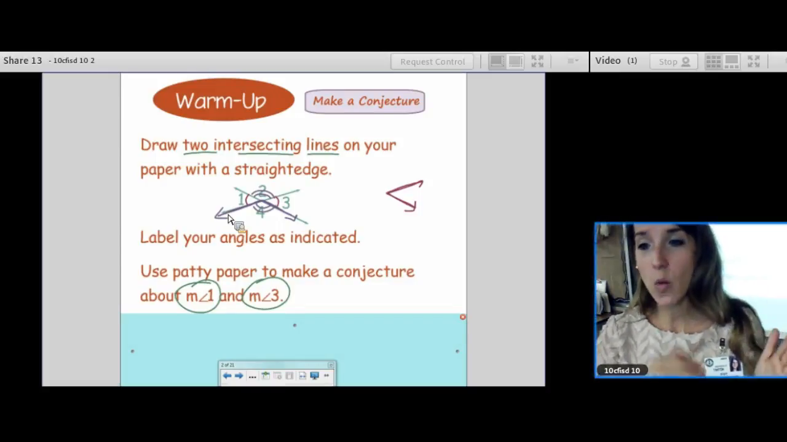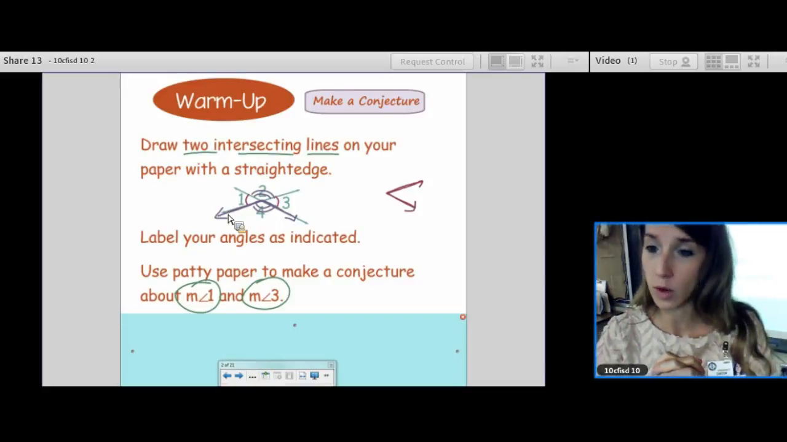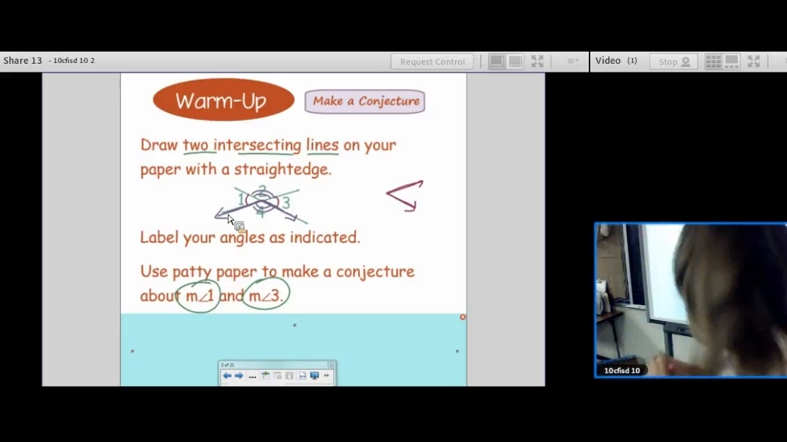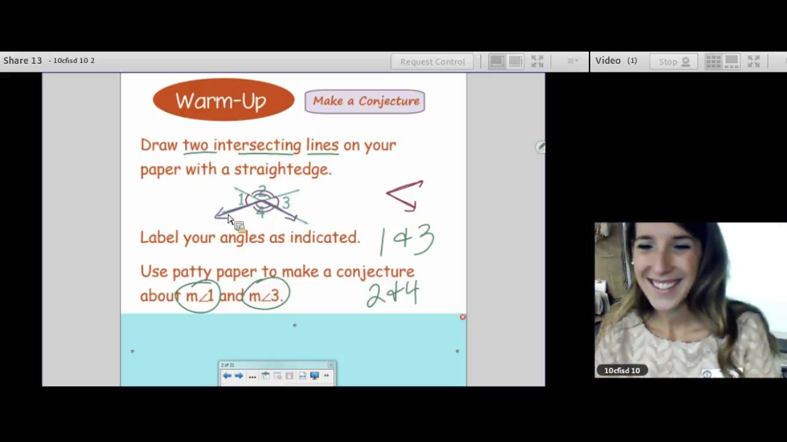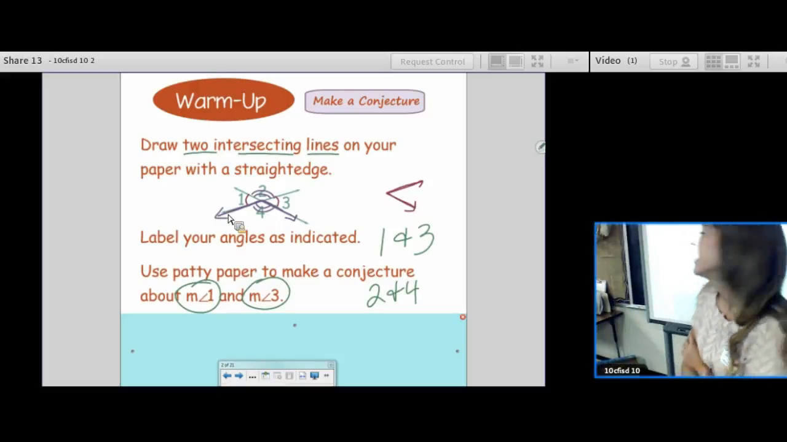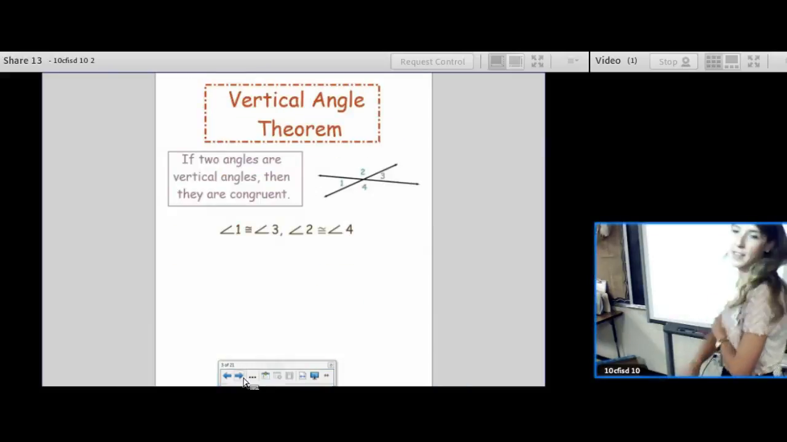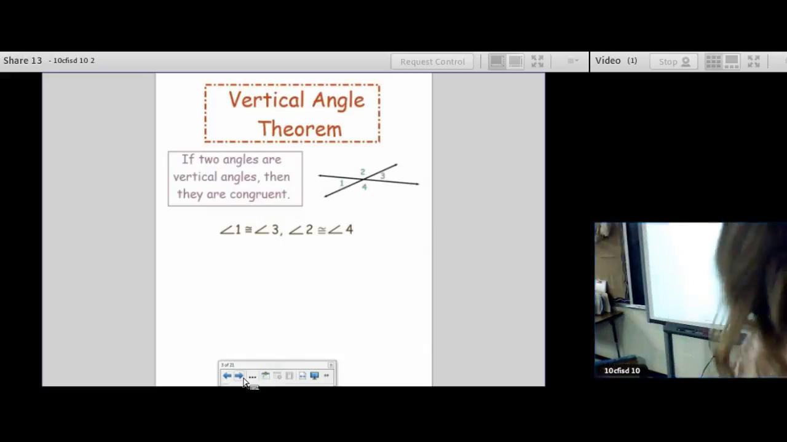We found out that angle 1 is congruent to angle 3, and the measure of angle 2 is equal to the measure of angle 4. What are those angles called, by the way? They're a vocab word. What are 1 and 3 called? What are 2 and 4 called? Yes, good. They're called vertical angles. So I want you to write this down in your notes. It's called the vertical angle theorem.